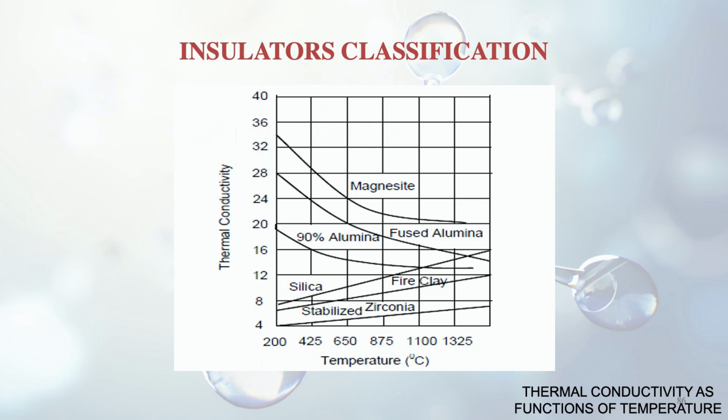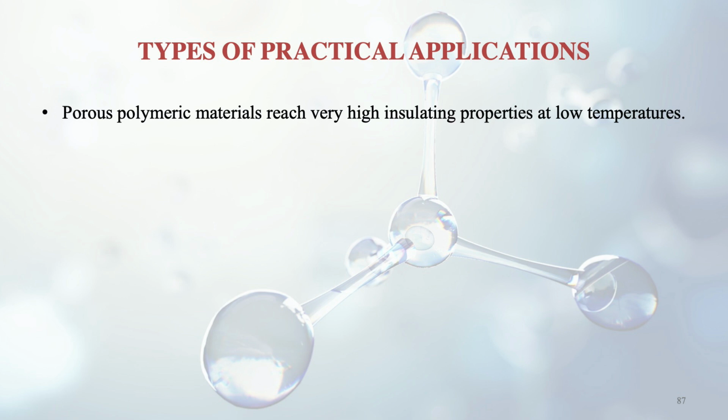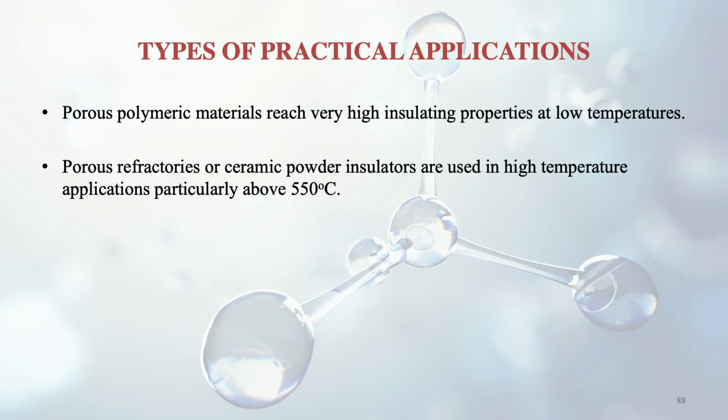And there are certain other classifications of these insulators and refractory materials depending upon the types of practical applications. The first one is that porous polymeric materials reach very high insulating properties at low temperatures, so they are used there. And porous refractories or ceramic powder insulators are used in high temperature applications, particularly above 550 degrees centigrade.